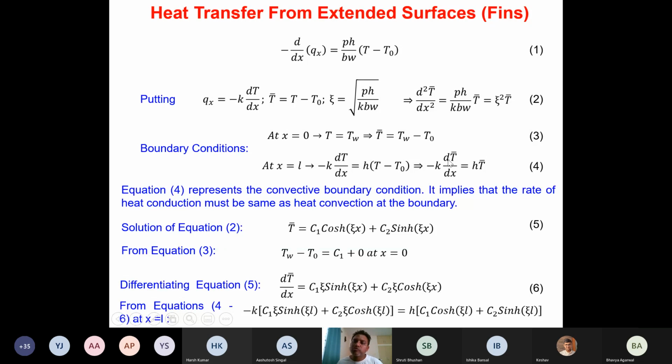In terms of T bar, we can write that as minus k dT bar by dx equals h T bar. So this is equation number 4. Is it clear to everyone? Okay.